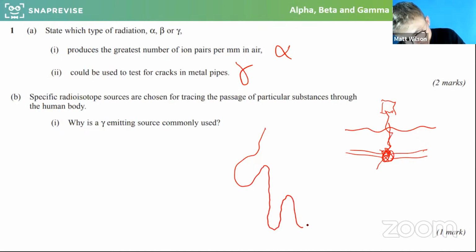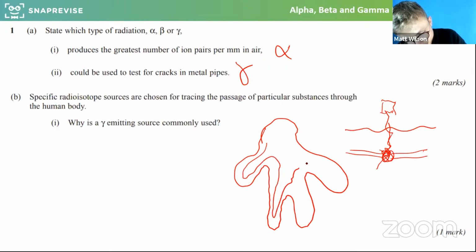Okay, this is a terrible drawing of the human body, but it doesn't matter. We're trying to watch the passage of stuff as it goes through the body. So we've got some kind of radiation coming from here that we need to detect. Well, we need it to pass through the skin so we can detect it. So we need it to be gamma. There's another good thing about it being gamma, which is that gamma is the least ionizing. So kind of for the same reason, it's less likely to do damage to our internal organs, and more likely to pass through them to the outside.